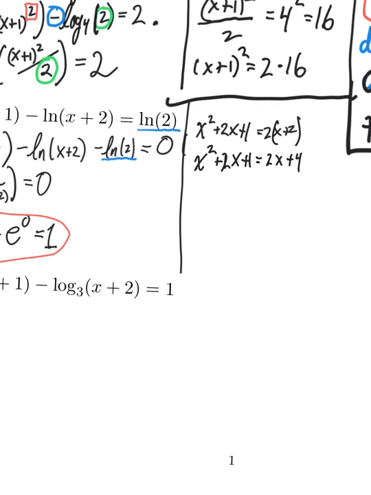Let's subtract 2x from both sides. That'll have the effect of killing off both of these. Then I'll subtract 1 from both sides, leaving you with x squared equals 3. So x equals plus or minus square root of 3.